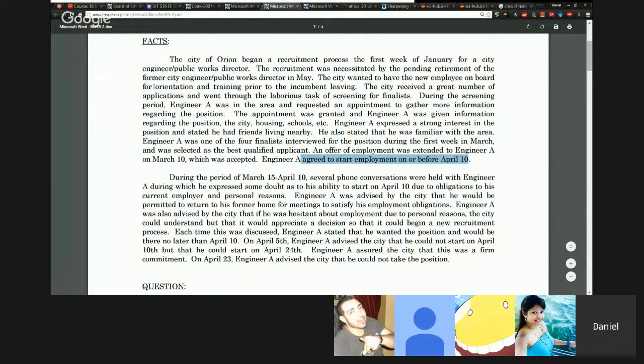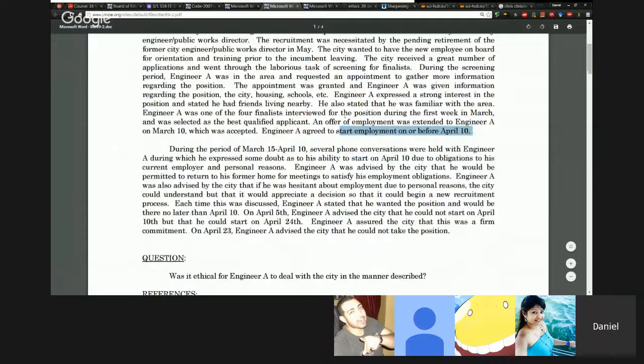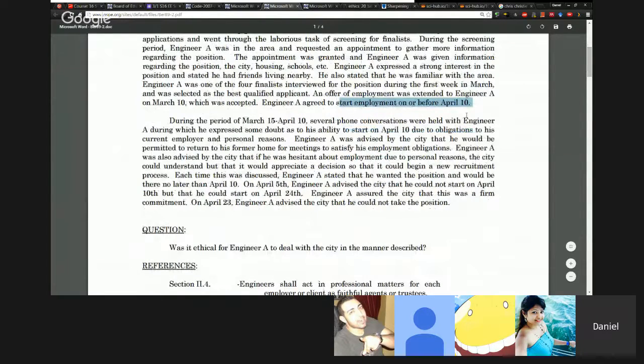So engineer A goes through the entire hiring process, accepts the offer, and then agrees to start employment on the 10th. But then during the period between March 15th and April 10th, several phone conversations were held with engineer A, during which he expressed some doubt about his ability to start on April 10th due to his obligation to his current employer and personal reasons. Engineer A was advised by the city that he would be permitted to return to his former home for meetings to satisfy his current employment obligations.